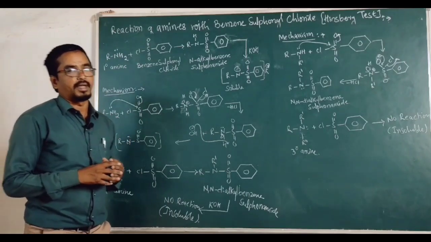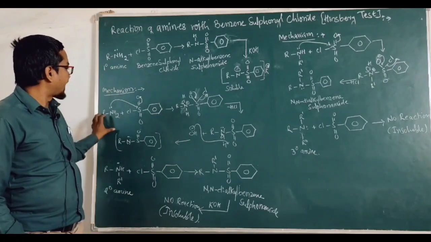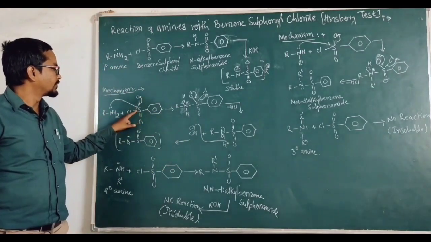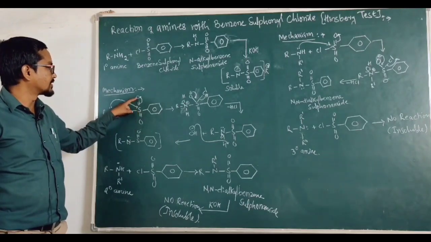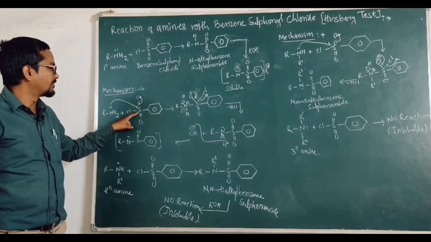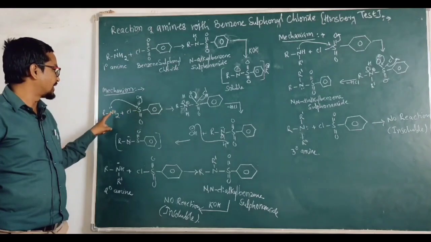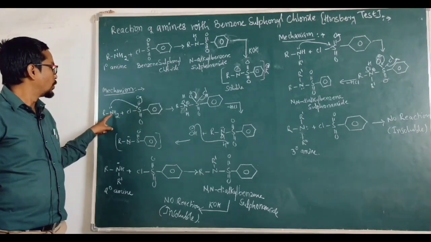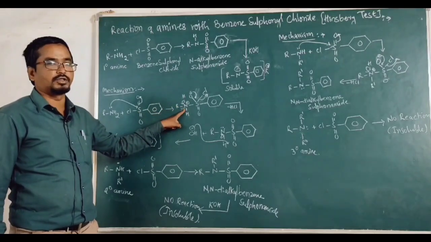If you look at the mechanism of these reactions, when primary amine reacts with benzene sulfonyl chloride, we know that in benzene sulfonyl chloride, sulfur is less electronegative as compared to oxygen. So these electrons are pulled towards the oxygen, therefore sulfur acquires a delta positive charge. To overcome that delta positive charge, the lone pair of electrons on the nitrogen of the primary amine is donated to the sulfur, and hence nitrogen will acquire a positive charge.